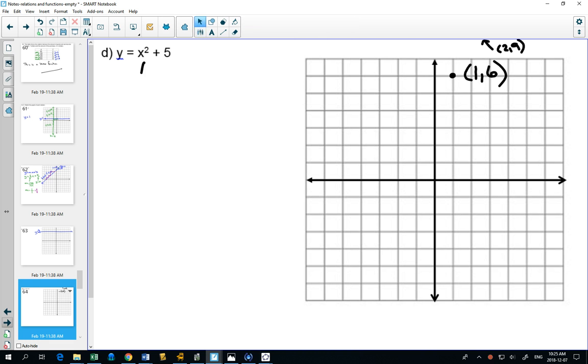Another one. Pick someone. Aubrey. Can you pick one that's on the screen? We have 1 and 6, which was on the screen. 2 and 9 went off of the screen. What would be a number that would be back on the screen?